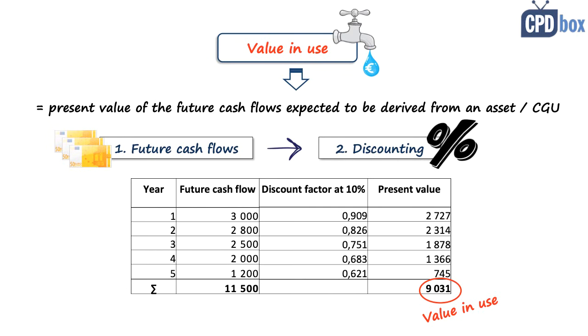And that was very simply said, but there might be challenges on how to determine future cash flows, how to determine the appropriate rates, and IAS 36 gives you good guidance on that.